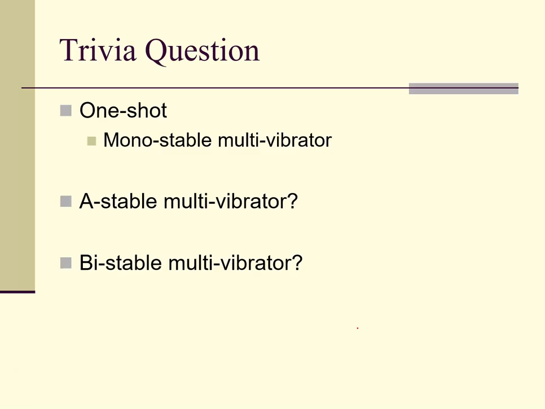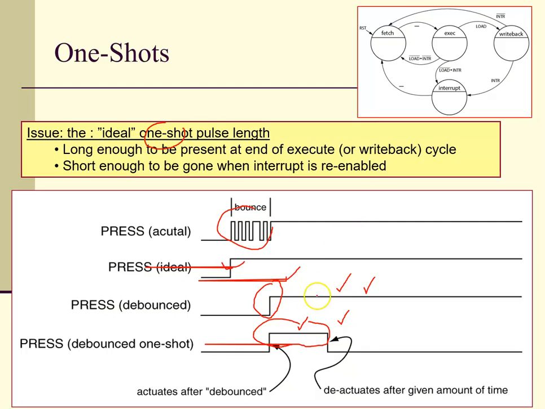This is just a trivia question for you. A one-shot is also a monostable multivibrator. What that means is there's one stable state. This is the stable state. This state right here, where it's up, where it's high temporarily, is the unstable state.